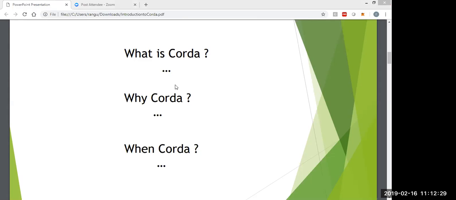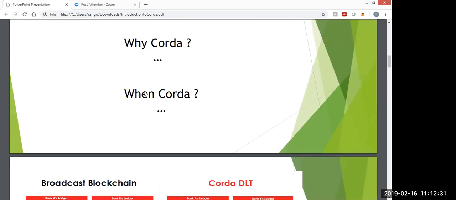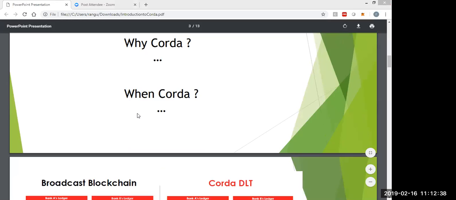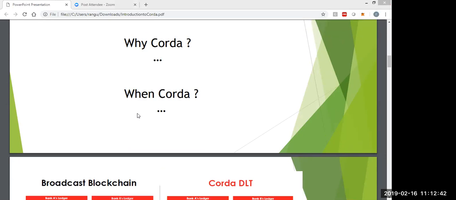So yeah, we'll just get started here and then come back to these two points, why and when Corda. Right, Rajakumaravel says, maybe Raja, I think the session is recorded. Maybe you can just rewind it.